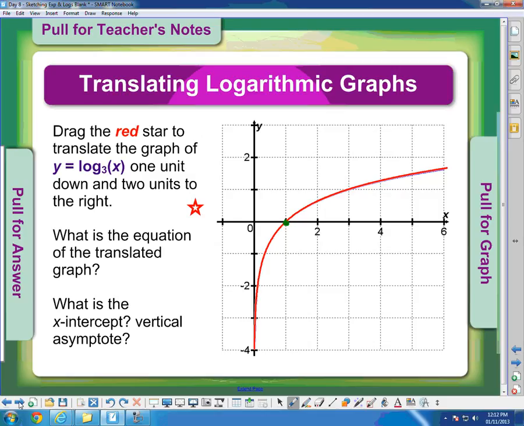The other thing that's common to all of these is you've got now, instead of a horizontal asymptote, a vertical asymptote. The other thing that's good news is the logarithmic function behaves just like all the other functions. You can shift them left, right, up, and down. So this particular example says, hey, can you take the log function and move it 1 unit down and 2 units to the right? So I'm going to move it 1 unit down.